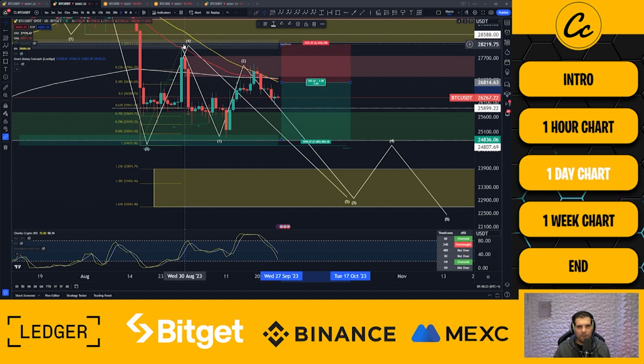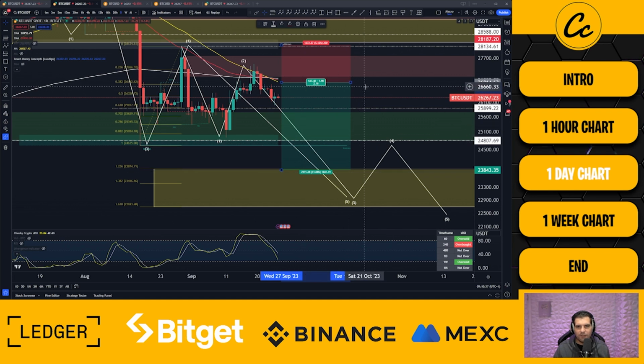Stop loss up above the wave 4 swing high. So it would have to be higher than 28,134, in my opinion. And then obviously take profit, we can move that down to our take profit range at around 23,874. Gives us a risk reward ratio of 2.16.